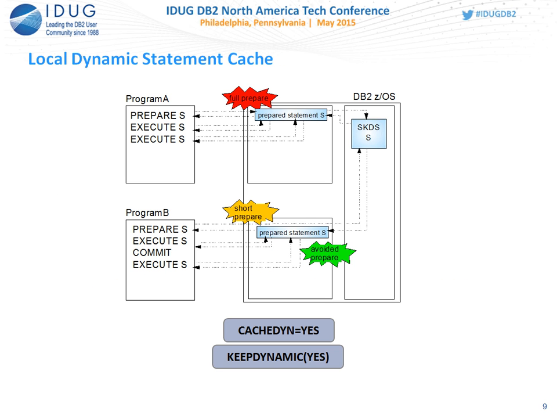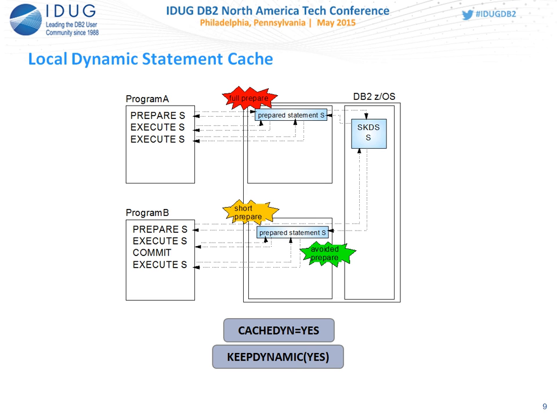So local dynamic statement cache. You can do local by itself, but it's kind of a moot point. And I hope you see that in our little picture here. But if I have global dynamic statement cache with CACHEDYN yes, and I've got local because I've bound the package with KEEPDYNAMIC, then I get the biggest benefit, so to speak. We'll talk about the limitations in a second.